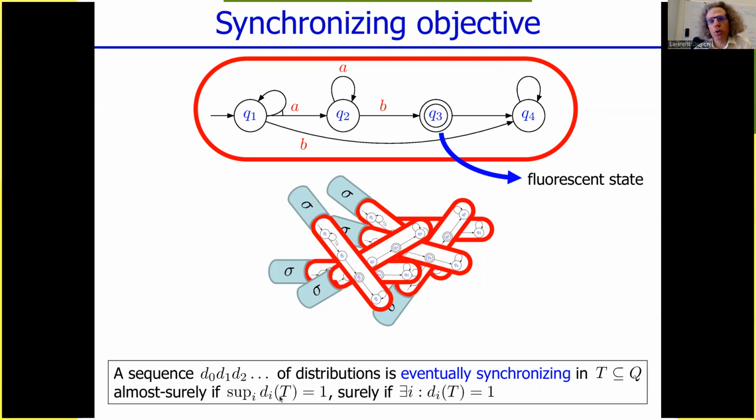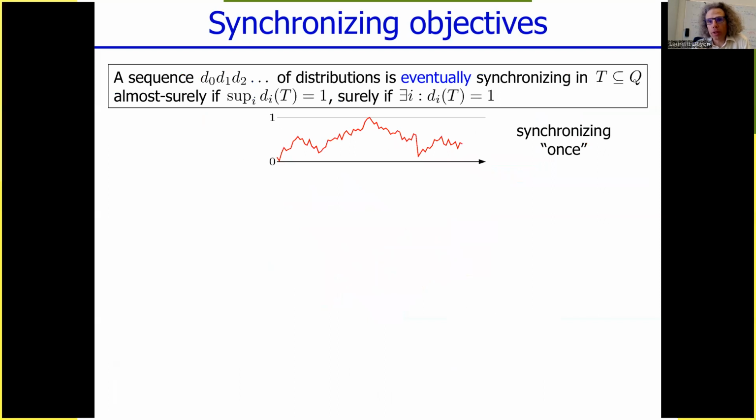So that's why we will also consider a slightly weaker version of the eventually synchronizing objective, which we call almost surely. It asks that the supremum over time of the probability mass in T is equal to 1, which intuitively means that the probability mass in T can be arbitrarily close to 1, but not necessarily equal to 1. If it is equal to 1, it's good, but it's sufficient that it can be arbitrarily close to 1. This definition we call eventually synchronizing because it was defined before. But we can think of it as synchronizing once, like a reachability kind of objective.